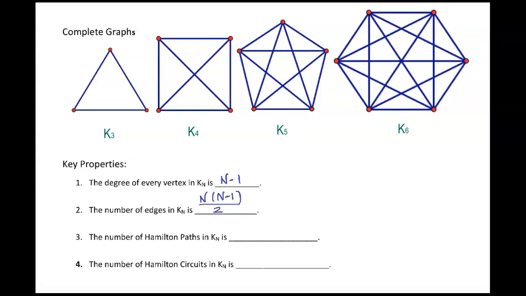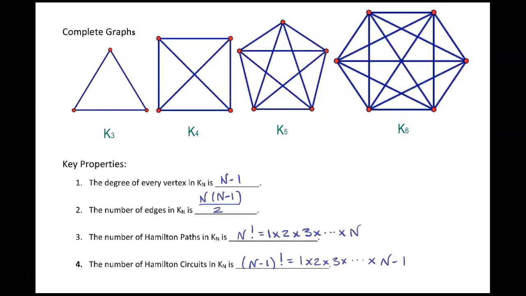The number of Hamilton paths in a complete graph with n vertices is n factorial. That's the product of all integers from 1 to n. The number of Hamilton circuits in a complete graph with n vertices is n-1 factorial. That's the product of all integers from 1 to n-1.